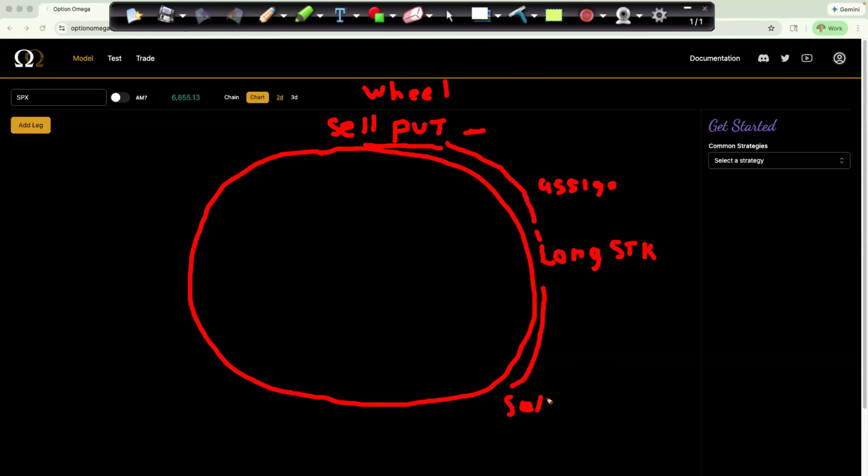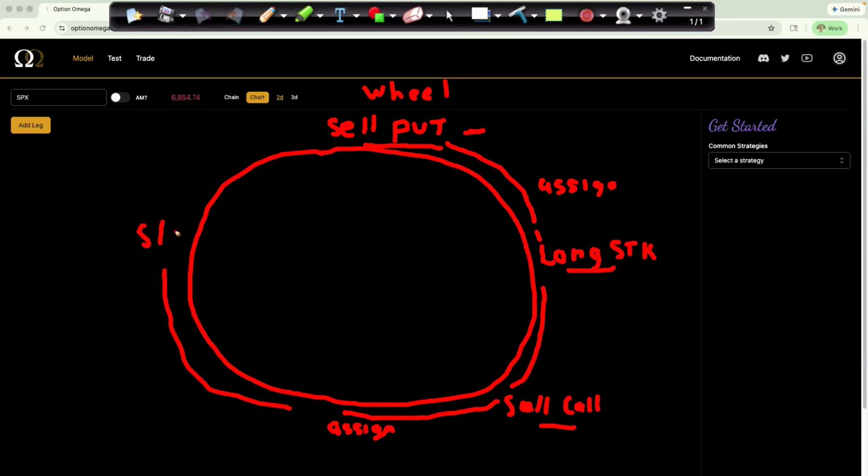What's that called? A covered write, a buy write. Anybody else call it anything else? Any other names? Buy write, covered write. You sell a call, so now you're long stock and short a call. Then the idea is, let's say it goes up and you get assigned on your short call. Your short call becomes short stock against your long stock, so they cancel out each other, and you start the whole process again.